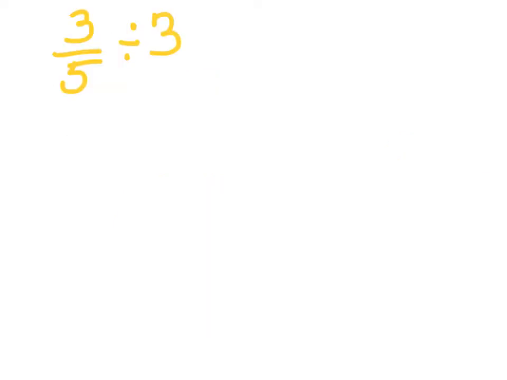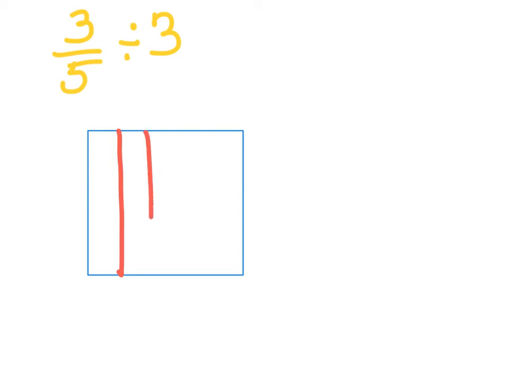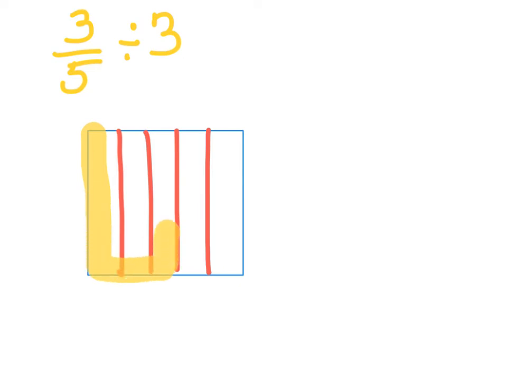Let's take a look at another problem. 3/5 divided by 3. Once again, 3/5 is less than 1 whole. So therefore, I'm going to first represent my whole with a box. And I'm going to look at my denominator, and my denominator is 5. So I'm going to break this up into fifths. And then 3 of those columns are going to be shaded in. And this represents what I have. The yellow is 3/5 of my whole.